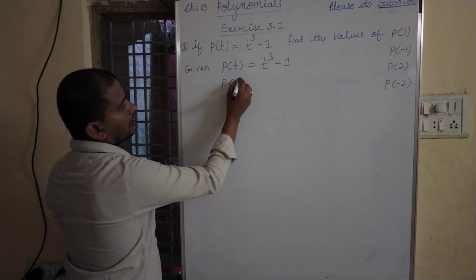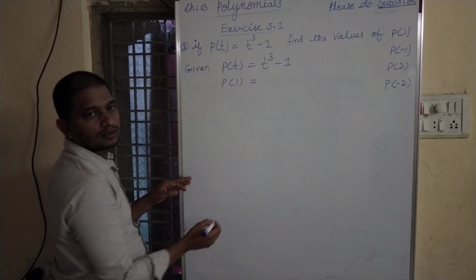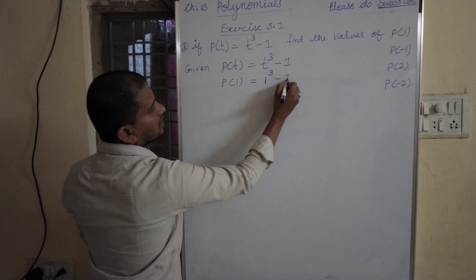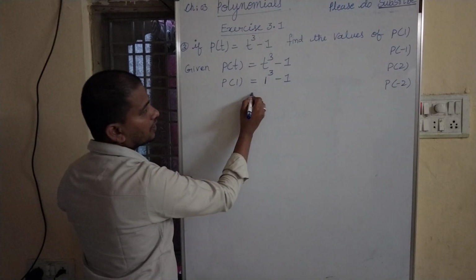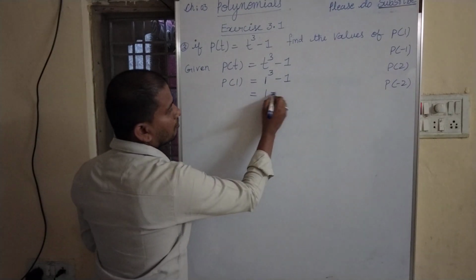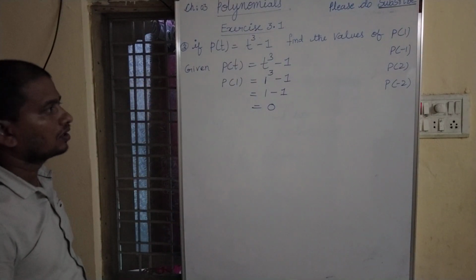For p of 1, in place of t we have to substitute 1. So 1 cubed minus 1. What is 1 cubed? 1 into 1, that is 1, minus 1, equals 0. Okay.